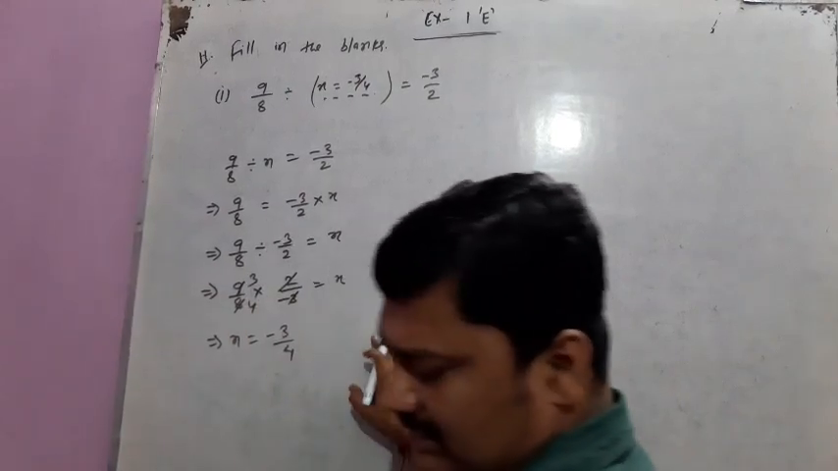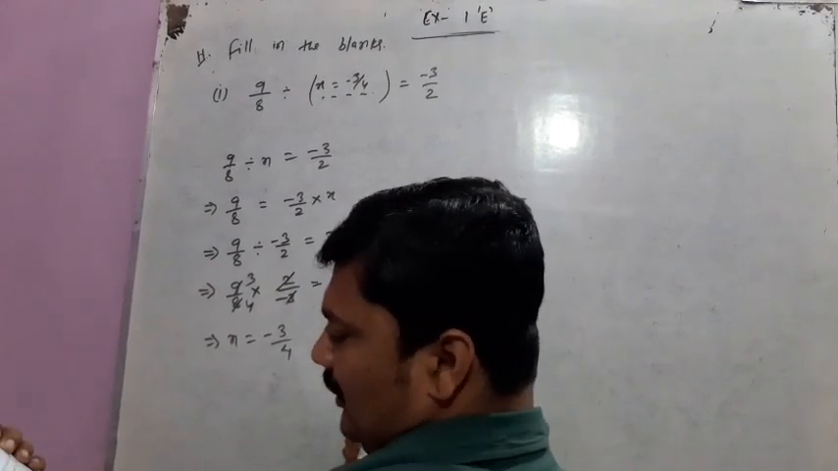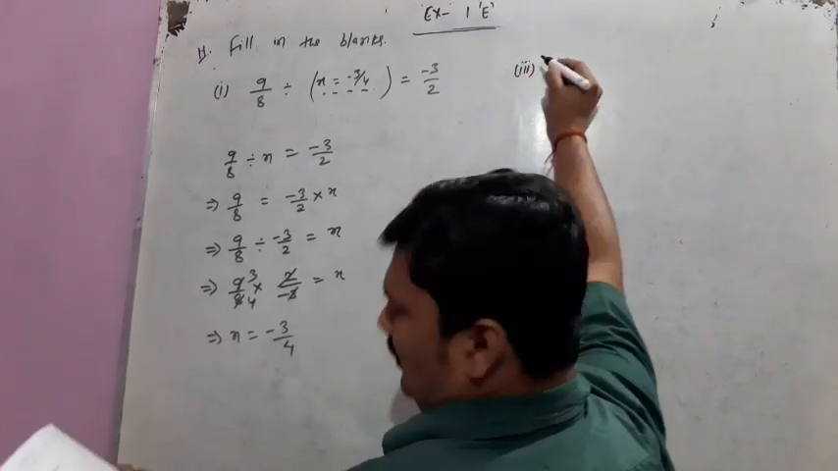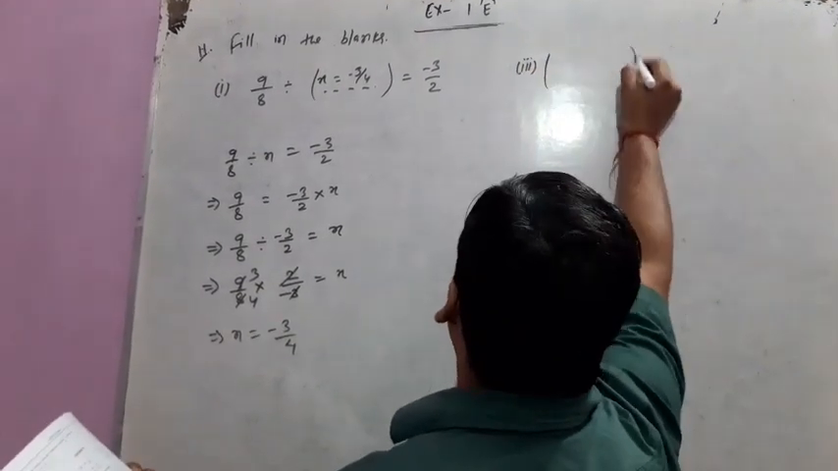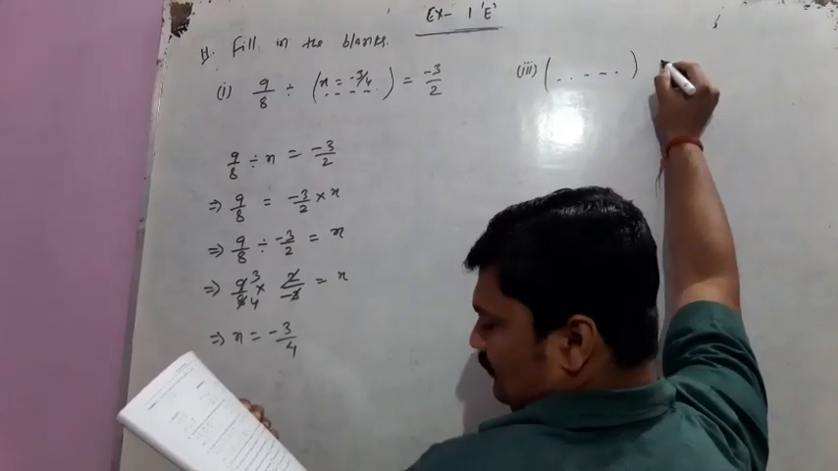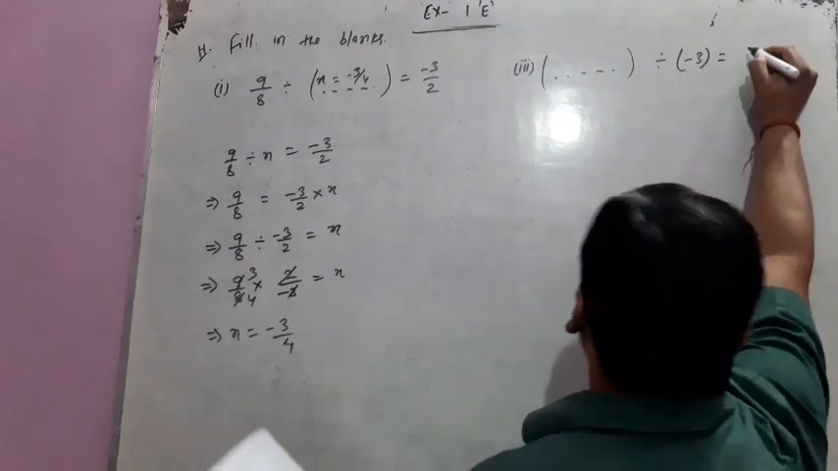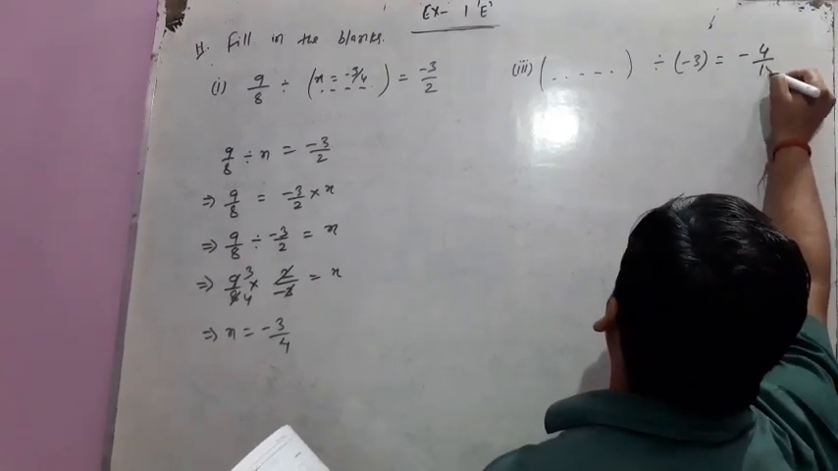Questions number 1 and 4 are the same, so you have to solve 4 by yourself. Questions number 2 and 3 are also the same, so we are looking at question number 3. Here the fill in the blank is given: divided by minus 3, the result will be minus 4 by 15.